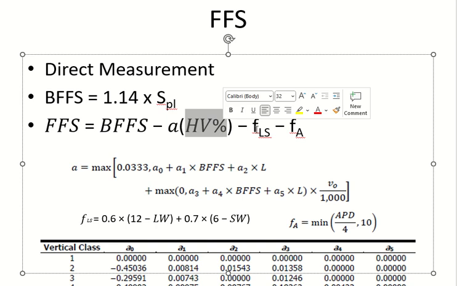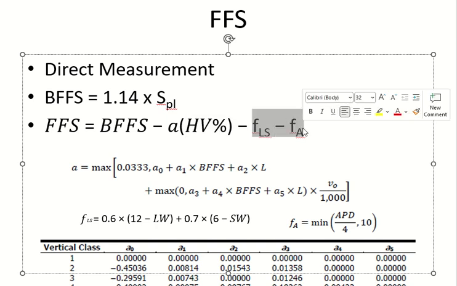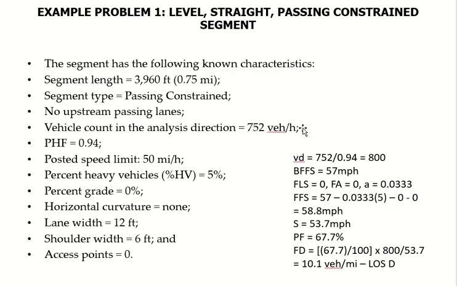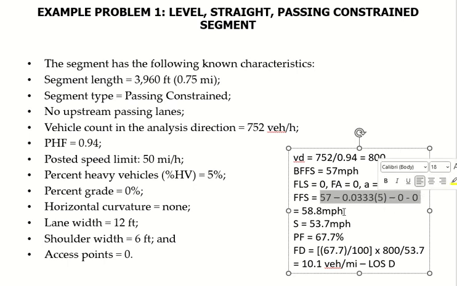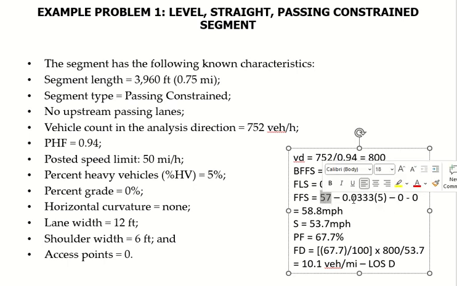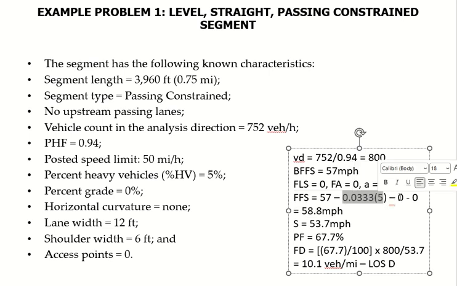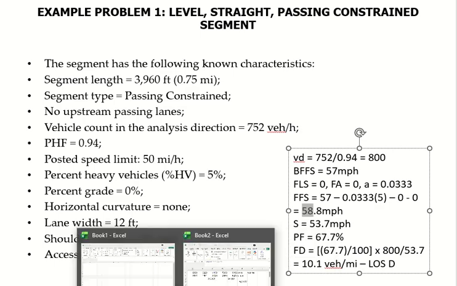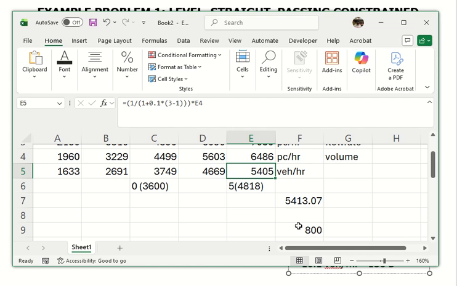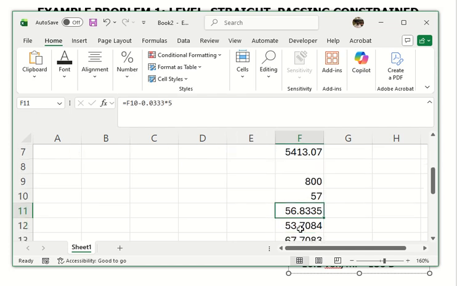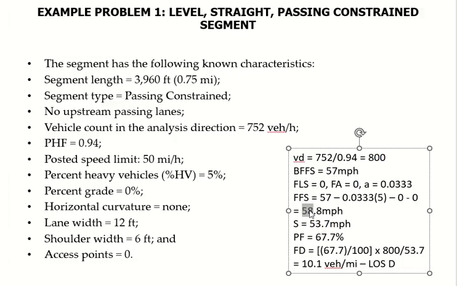Percentage heavy vehicles are given. This is 0. So, free flow speed: this is my base free flow speed, this is my A value, and this is my percentage of heavy vehicles and the factor for lane width, shoulder width and access points. So my speed is, sorry for that, I believe there's a mistake here, let me correct it, 56.83.